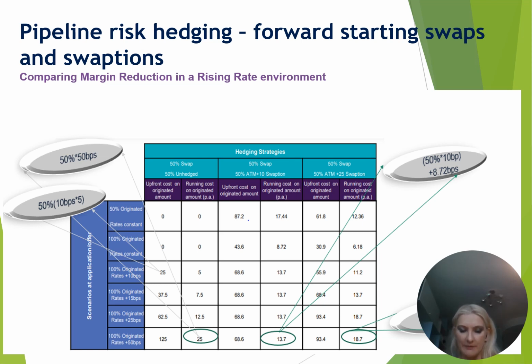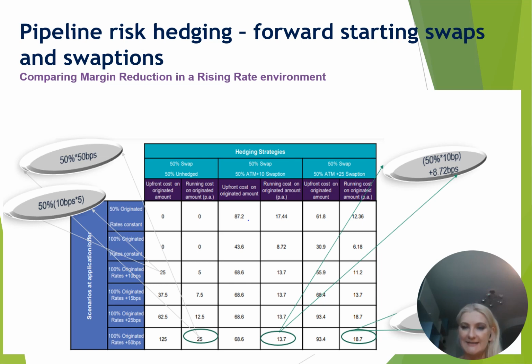Option number 3: total pipeline 100 million, hedging strategy 50 million hedged with forward starting swaps, 50 million hedged with a payer swaption with a higher strike, as I said. In this case, it will be at the money plus 25 basis points. So you can see that there is a difference between option 2 and option 3, because option 2 has a swaption with a lower strike.